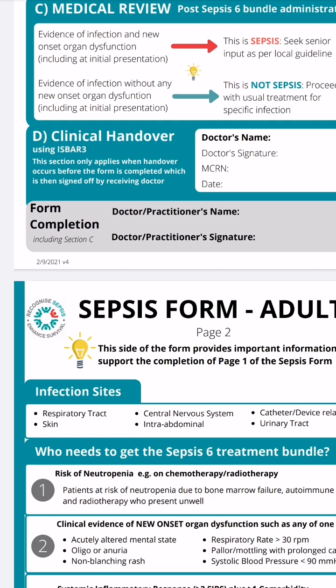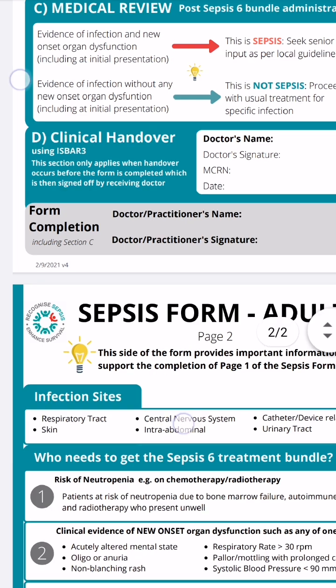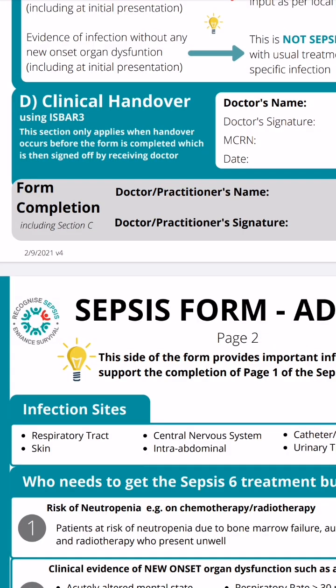Then after that, option D is showing clinical handover using SBAR: situation, background, assessment and recommendation. According to these five mnemonics, we use the handover. We give the handover to another person, like a consultant or nurse. This section only applies when handover occurs before the form is completed, which is then signed off by the receiving doctor.